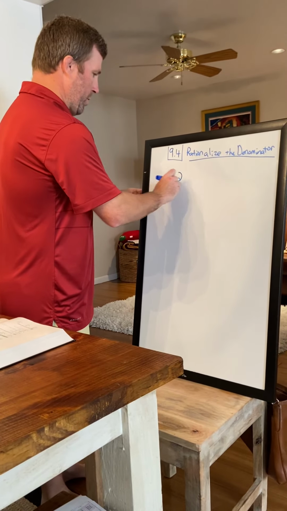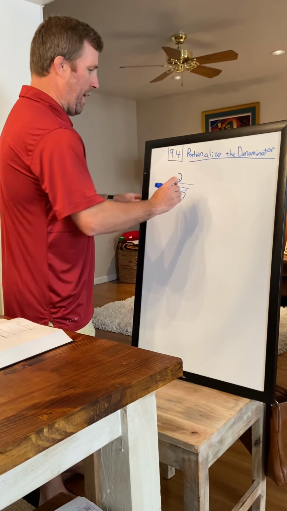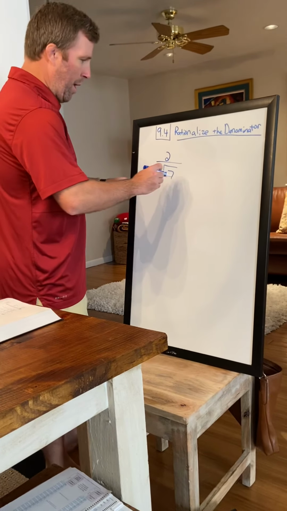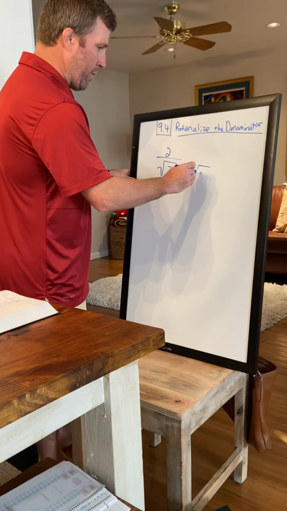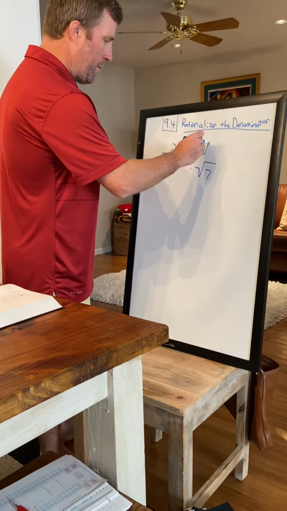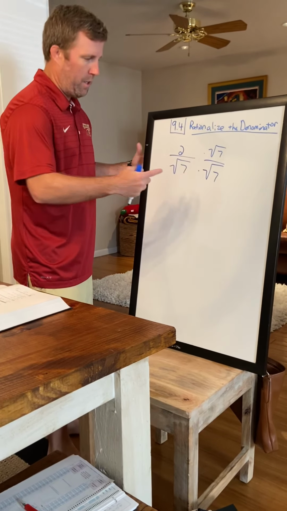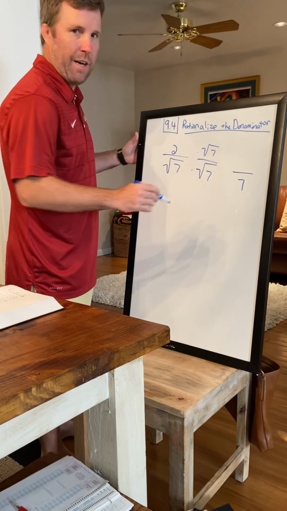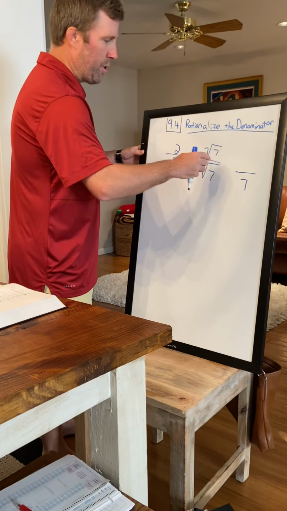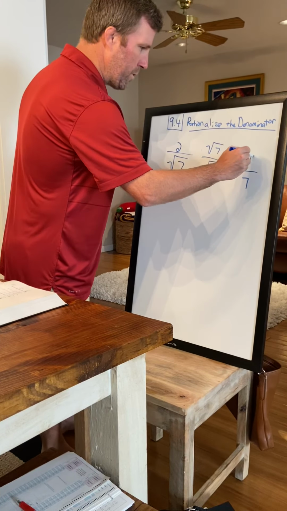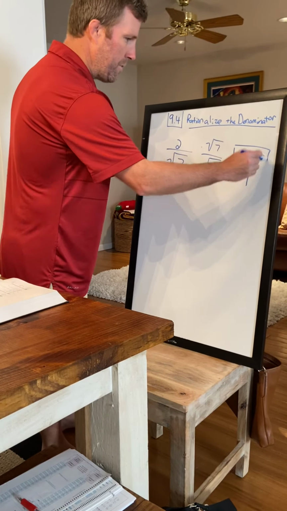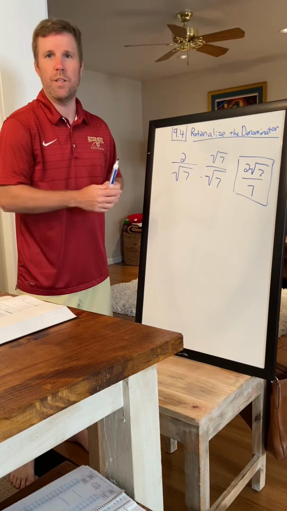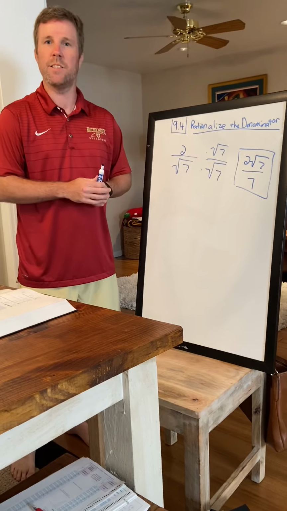Let's do another easy one. 2 over the square root of 7. I've got to get rid of this radical in the denominator, so I'm going to multiply by the denominator, square root of 7 on the top, square root of 7 on the bottom. The square root of 7 times the square root of 7 is just 7. 2 times the square root of 7 is 2 square root of 7. I just rationalized the denominator by getting rid of the radical in the denominator, by multiplying it by itself.